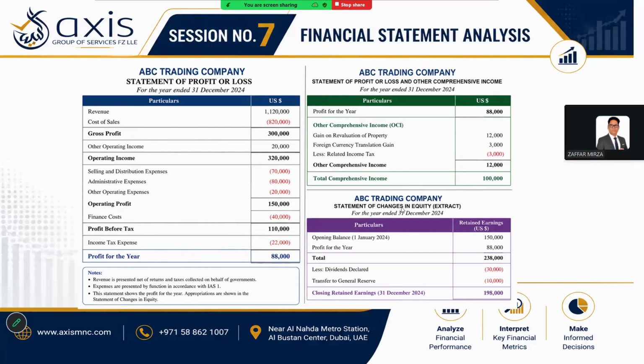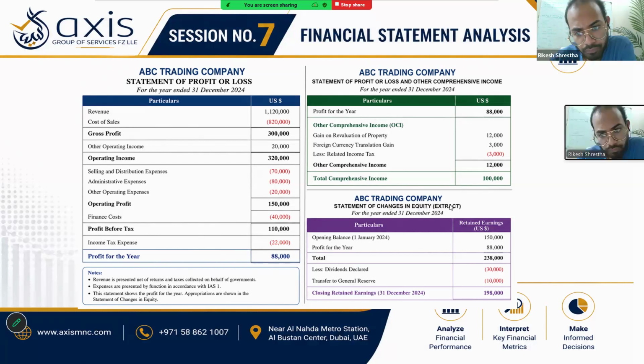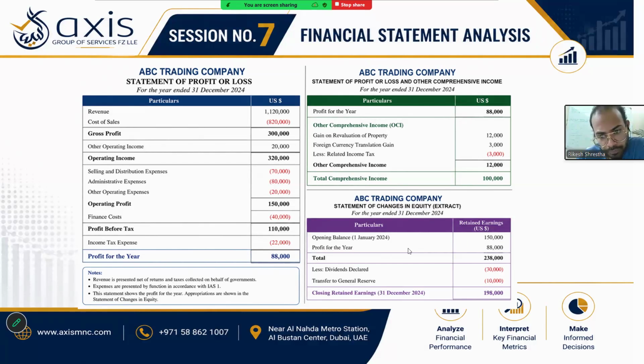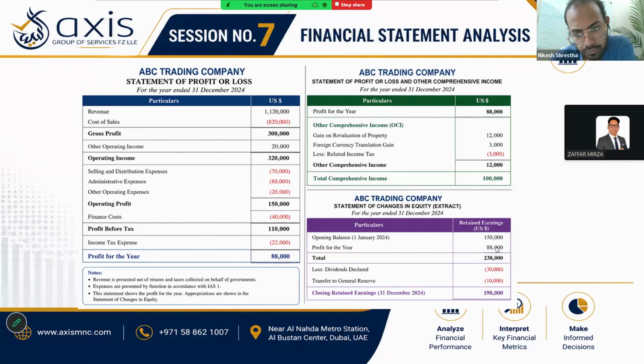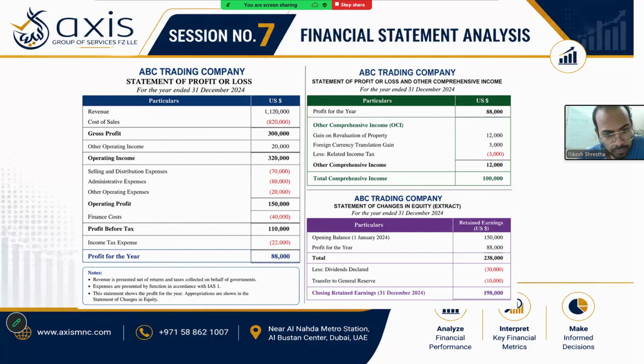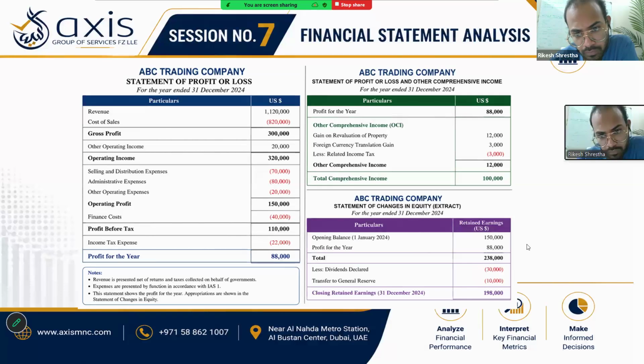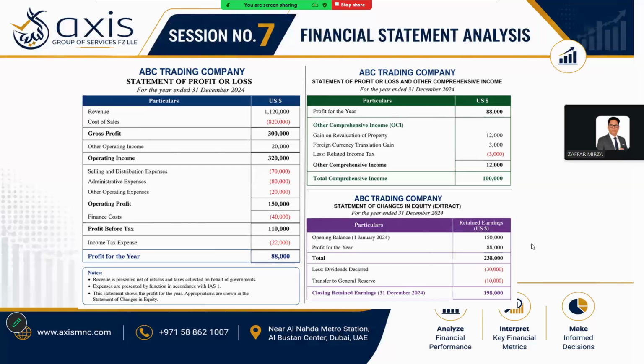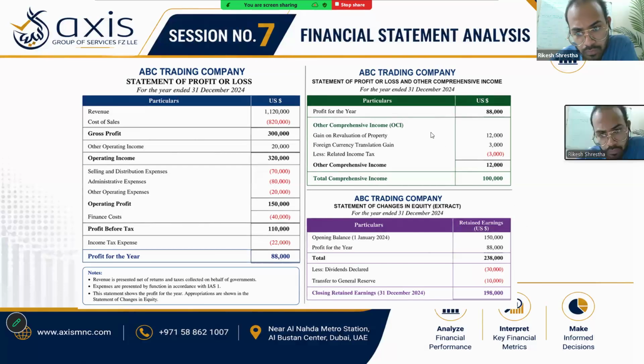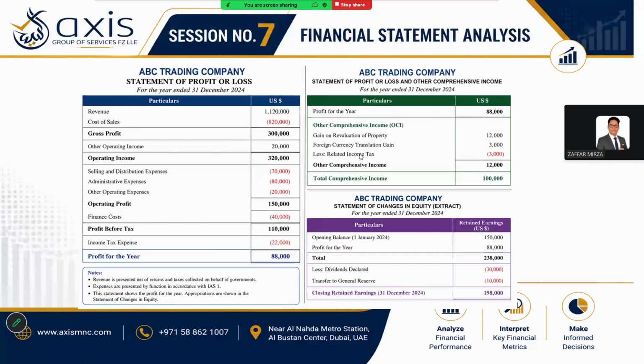Then you need to prepare the change in equity. Opening balance 150. Profit for the year 88,000. The total dividend is transferred to reserve. Closing retained earnings is 198,000. So after the statement of change in equity, we'll calculate the retained earnings. Clear, all of you?